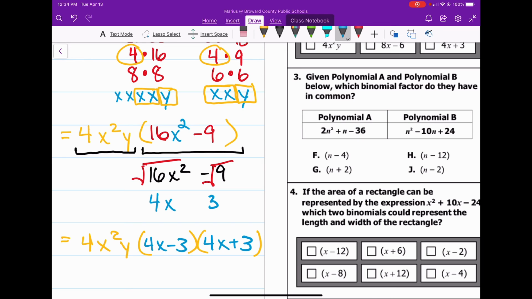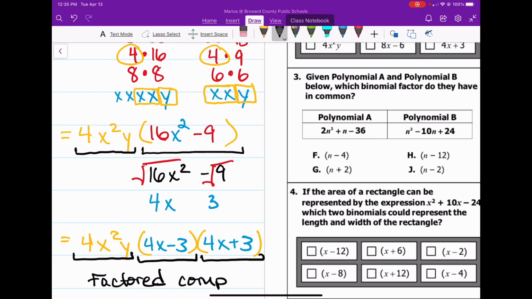Now we've factored completely. All 3 of these are factors. This is a factor, that's a factor, and 4x plus 3 is a factor. And we know that this is factored completely. We can't factor it anymore.